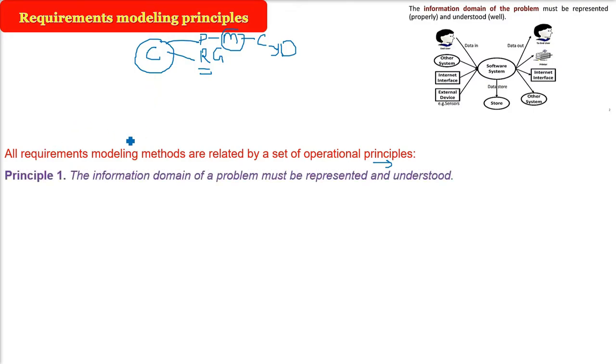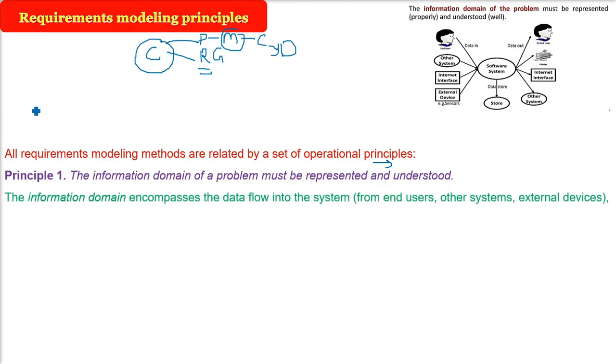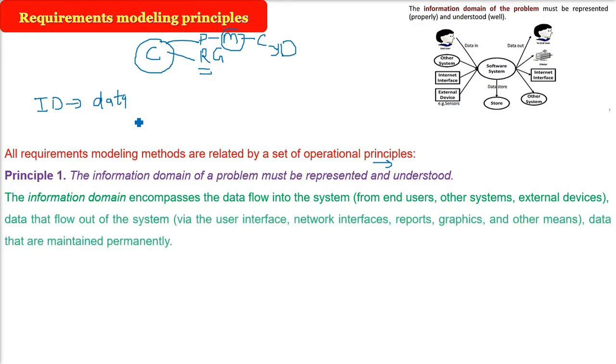the product. The first one is the information domain of a problem must be represented and understood. This means the information domain is all about data. It's all data. How you're holding it, how you're sending it, how you're receiving it. Whenever you're talking about a software, what data is getting inside the system. It may be from the end users, it may be from the other systems, or there are external devices which are also putting some data here. So this is the data flow inside the system.